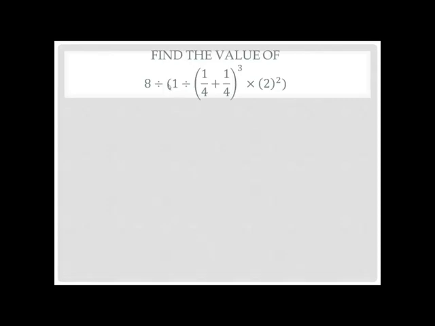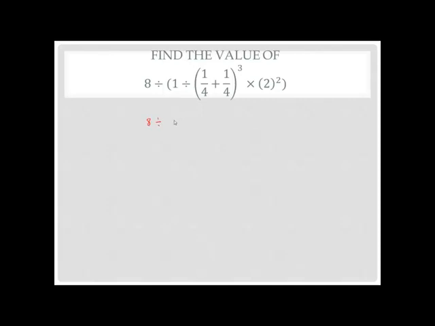8 divided by, and then in parentheses here I have 1 divided by, and then parentheses here 1/4 plus 1/4 to the third power times 2 squared, all in parentheses. So the first thing I see are my two outer parentheses. So I'm going to work inside here, and then I find more parentheses inside that I need to simplify first. So I'm going to work at the innermost here, as far inside as I can, which would be the 1/4 plus the 1/4. I can simplify that.